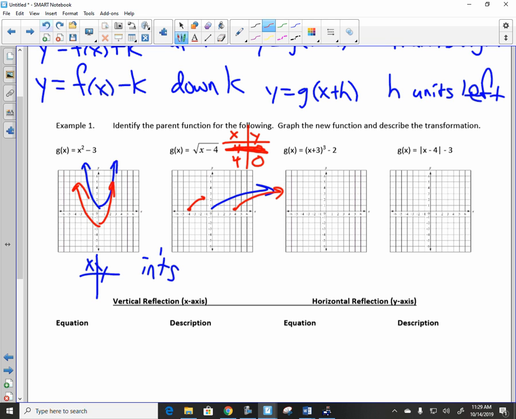The next one, you know what the cube function looks like. It looks like that. What's going to happen to this one?